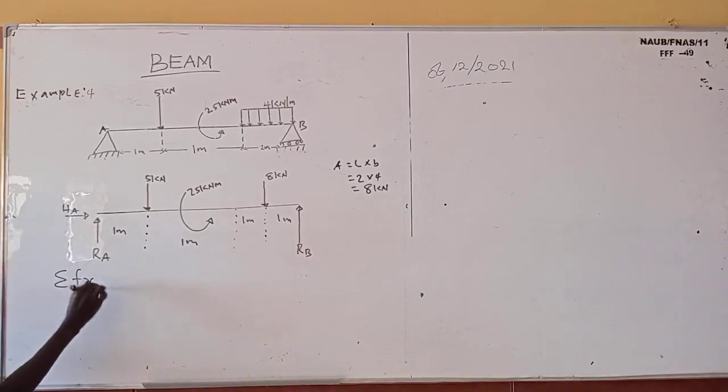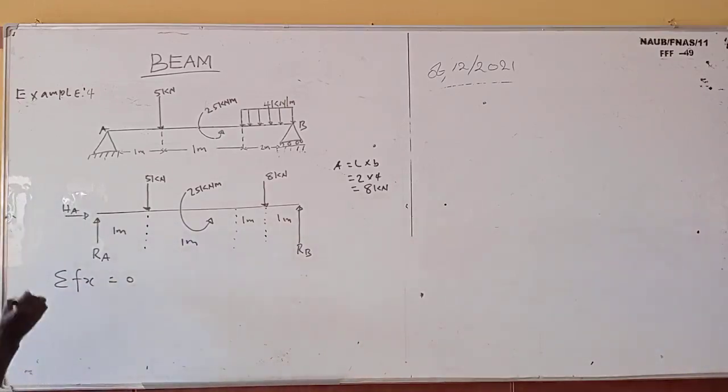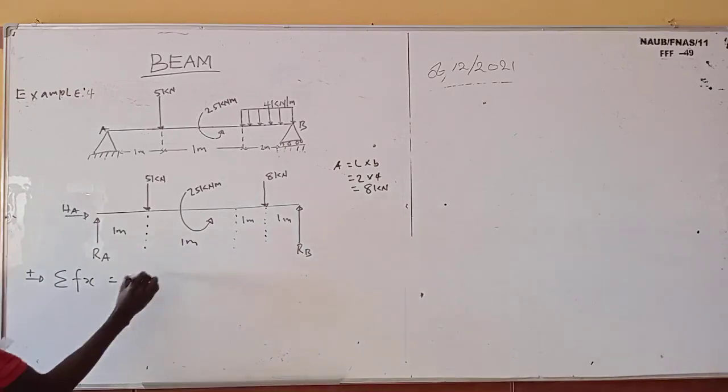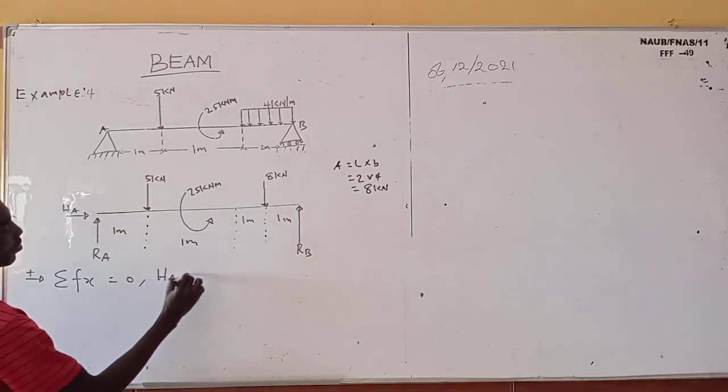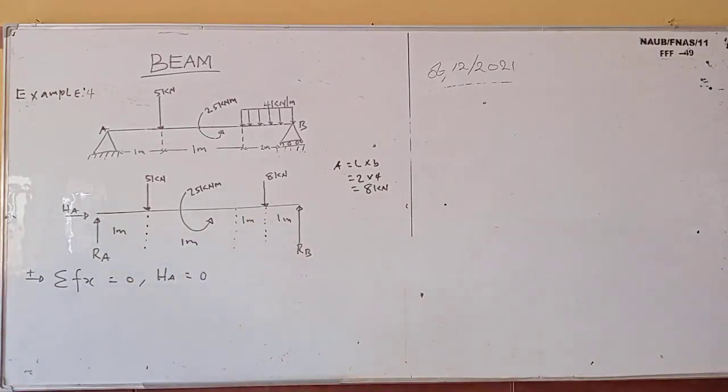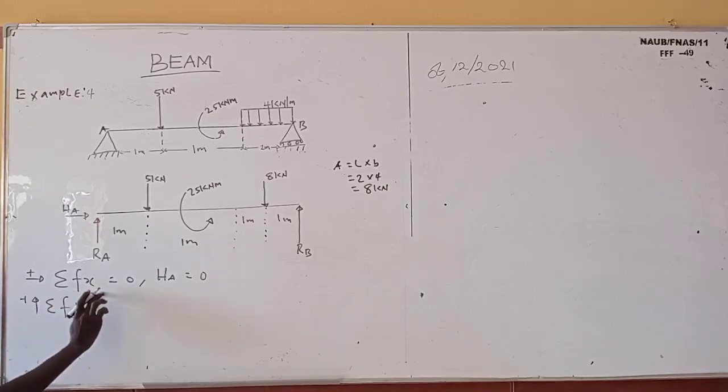Summation of horizontal forces equals 0. I told you, you take your coordinates, maybe like this should be positive, and this one is H_A, so it means that H_A is equal to 0. So now the next thing is to take sum of vertical forces.